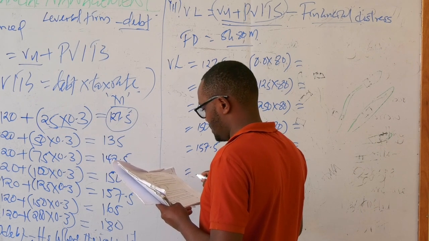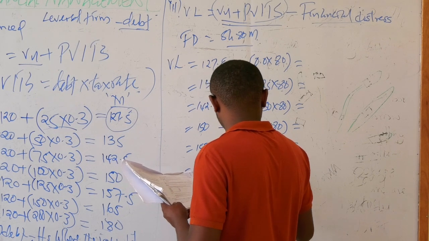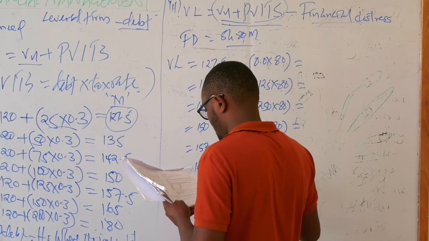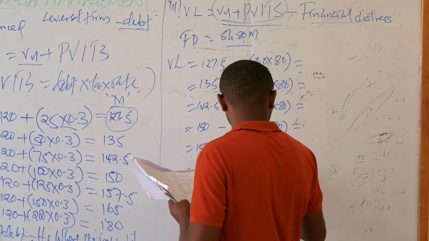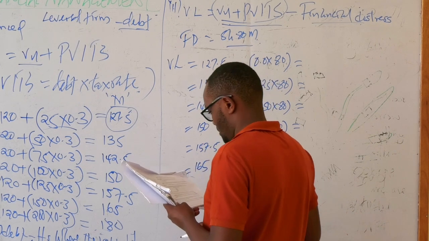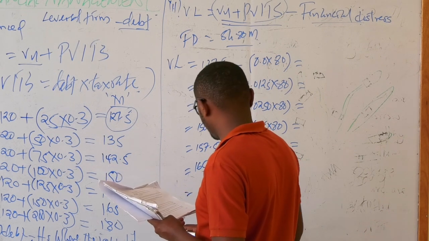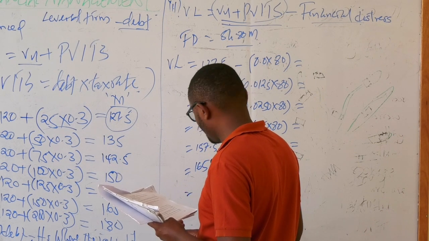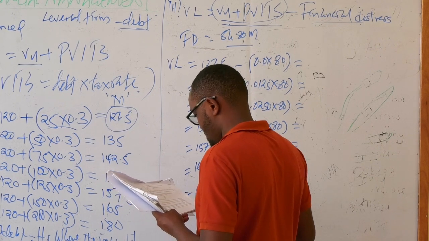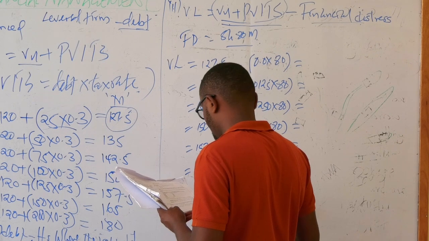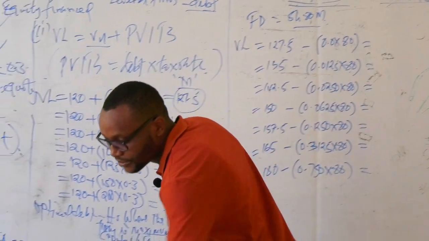We have this one: 165 minus 0.33125 times 80. Then we have the second last, or the last one. I omitted one maybe. I think the last part of it is 180 minus 0.75 times 80. So this one you're going to compute.